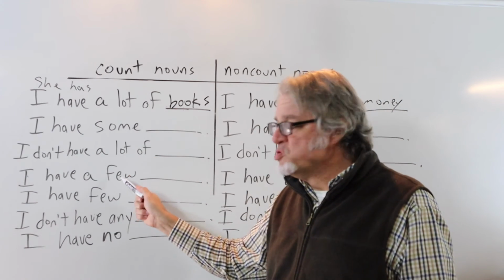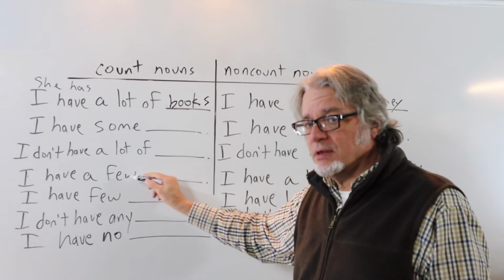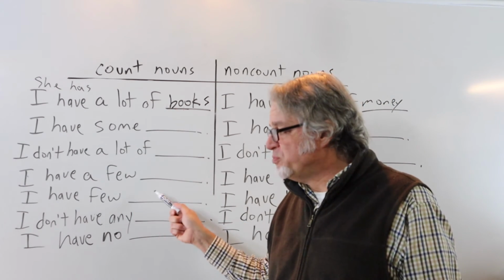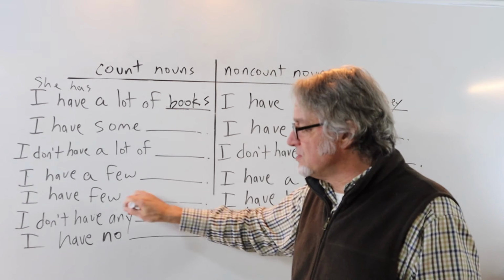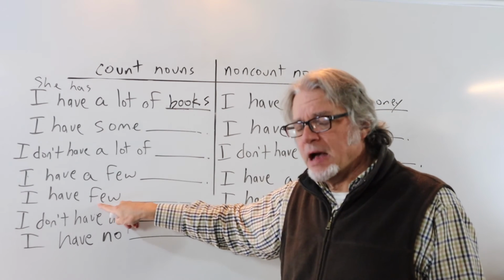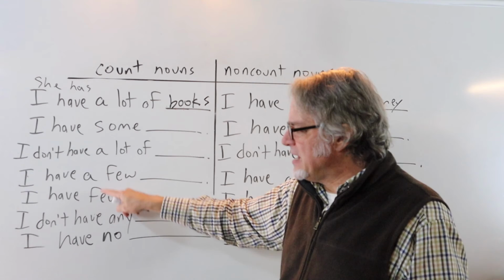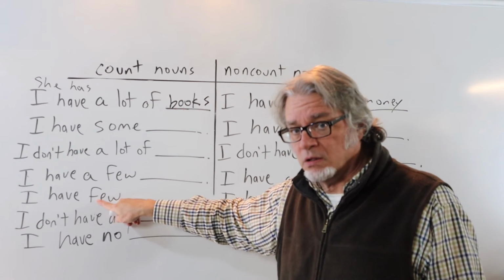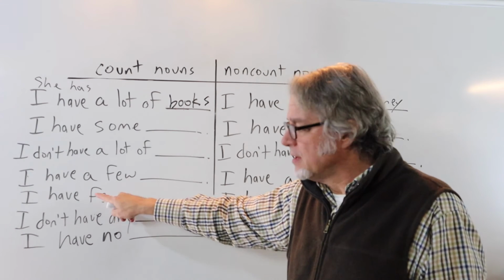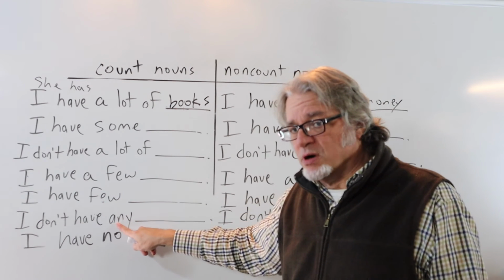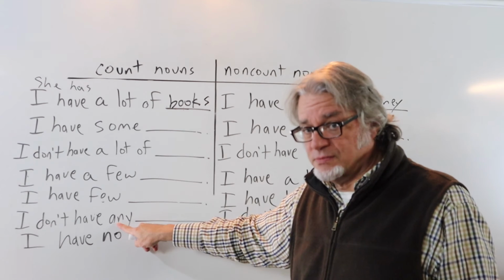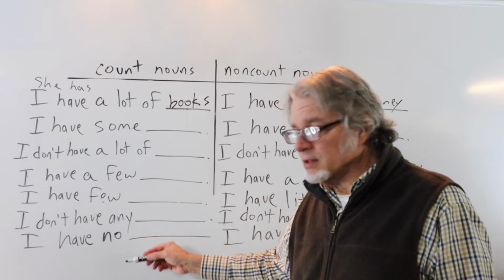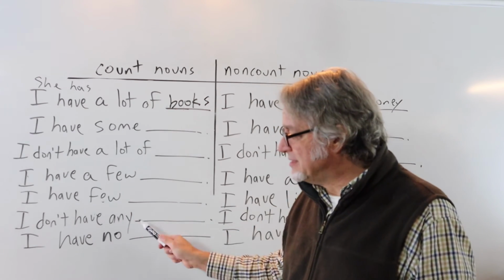I have a few books. This would be perhaps 3 or 4. I have few books. This is always compared to another amount. It's not the same as a few, but this sounds like a very small number. I don't have any books. That's 0. And I have no books. These are the same, but notice the difference.